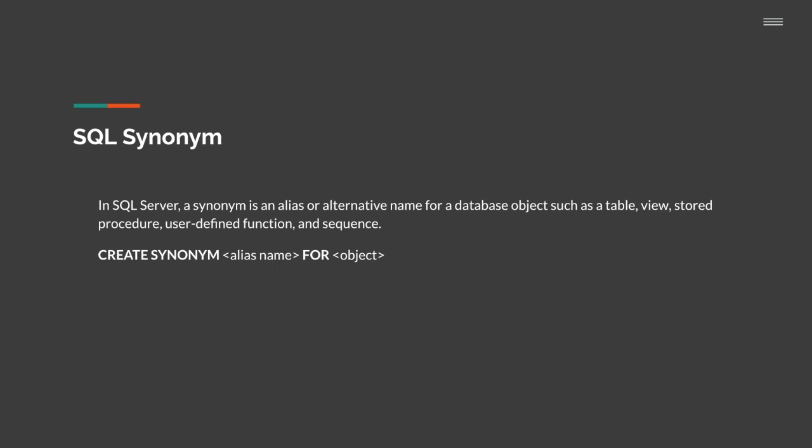To create a synonym, you'd use the following syntax. You'd first specify the create synonym keyword, then you'd provide the synonym name or the alias name, then you'd provide the for keyword, then specify the object that you want to have this synonym or alias name be created for.